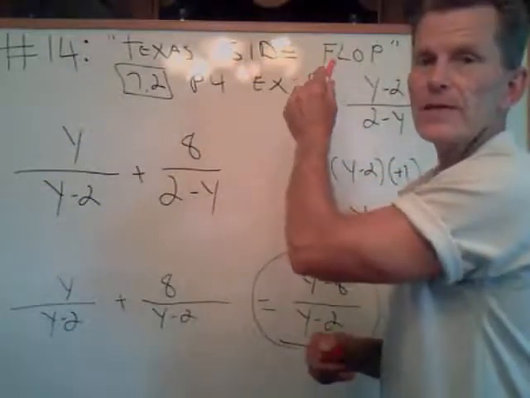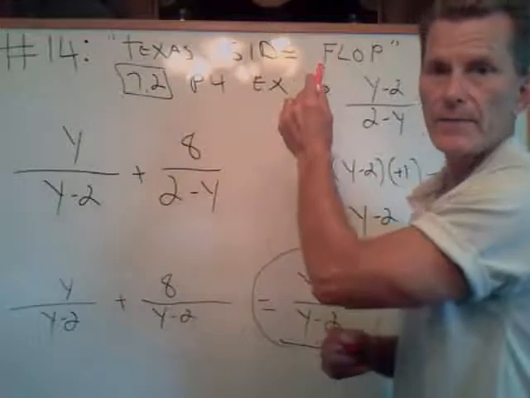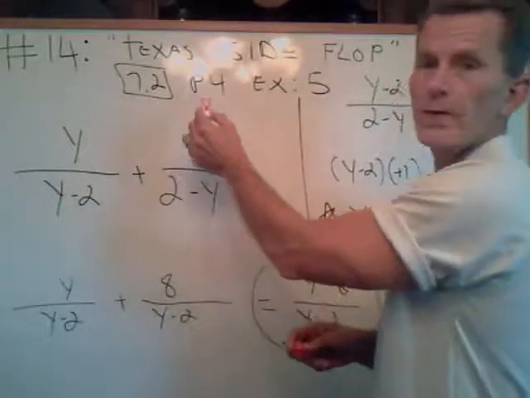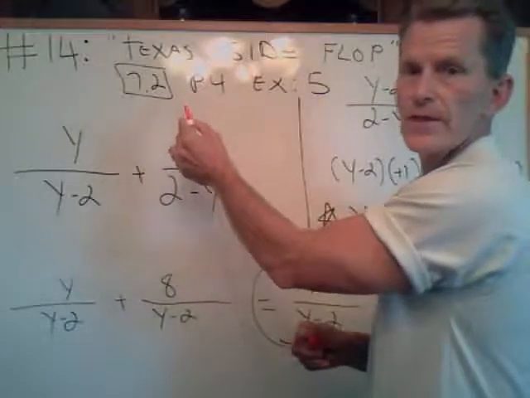This is number 14 and we're going to talk about the Texas side flop. Okay, I come up with these crazy terminologies, you'll never get anybody else to say them but me, but this is for section 7.2, page 4 of our class notes in my talking class note videos.